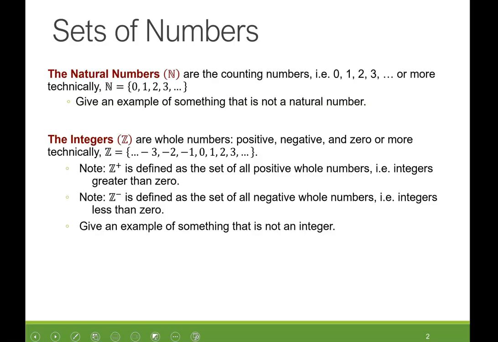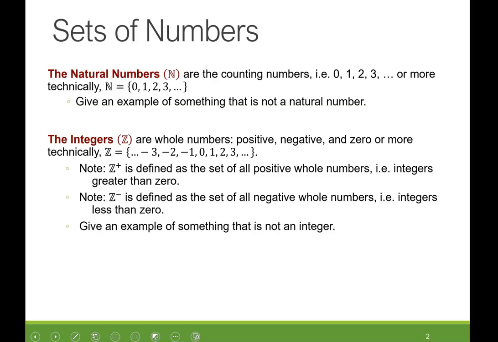I want to note that sometimes we'll talk about Z plus and Z minus. Z plus are the positive integers. Z minus is the negative integers. What's the difference between Z plus and the natural numbers? 0 is the answer. 0 is a natural number. Z plus is positives only. Remember that 0 is neither positive nor negative. So the only difference between Z plus and N is the number 0.